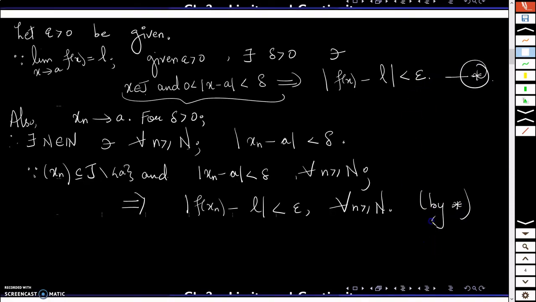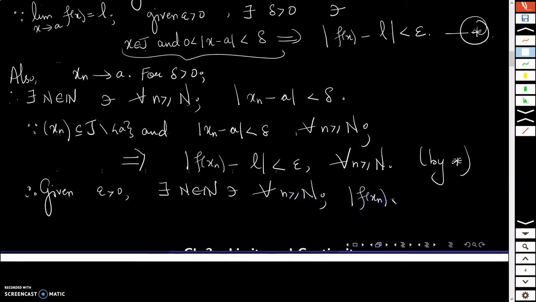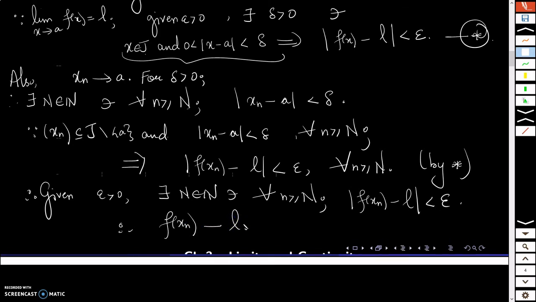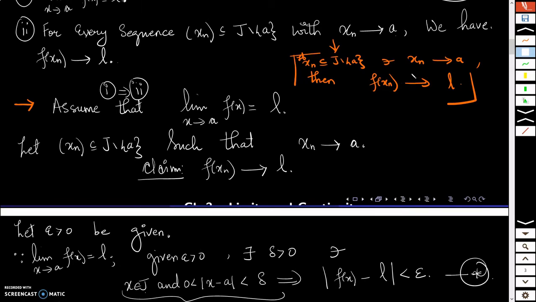So what we have done, therefore: given epsilon positive, we found a natural number capital N such that for all n greater than or equal to this capital N, |f(xn) − L| is less than epsilon, and hence we have proved that the sequence f(xn) converges to L. Okay, and that's what we had to prove, statement number 2. So if I take a sequence xn in J difference A which converges to A, then f(xn) will converge to L, right? So we have proved 1 implies 2.